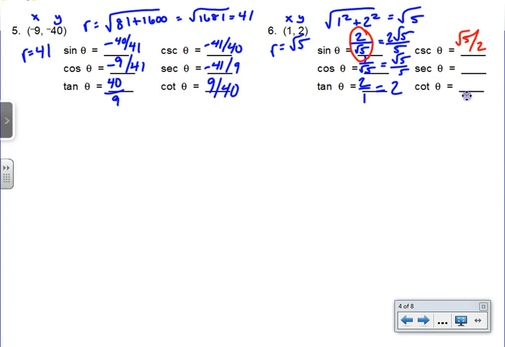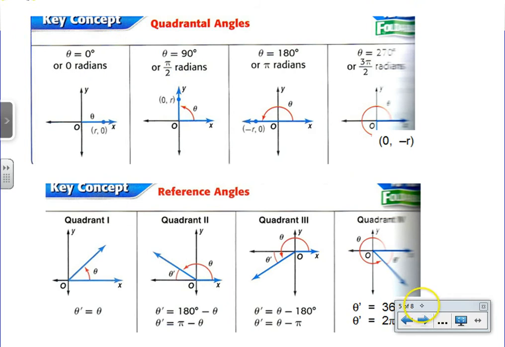So square root of 5 over 2. Secant, go back to the original cosine and flip him. If you wrote square root of 5 over 1, you're not wrong. It's just kind of silly. And then tangent, instead of 2 over 1, it's 1 over 2 for cotangent. Okay.